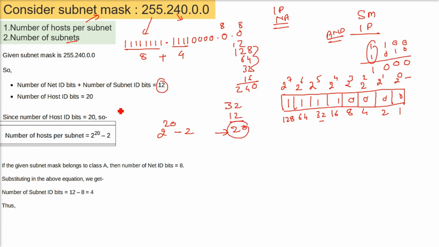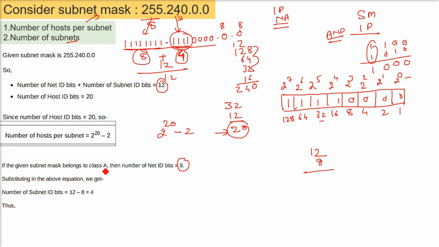Now, if this particular subnet mask belongs to class A, we are imagining now. In the class A addressing scheme, the first 8 bits from the left are for the network ID. How many extra are we using? 4. That is how many you have borrowed from the host. If this is a class A, then the second octet, third and fourth, they are not used for the network. So the second octet, which is actually for the host, you have borrowed 4 bits of it. So this 4 is used for the subnetting.